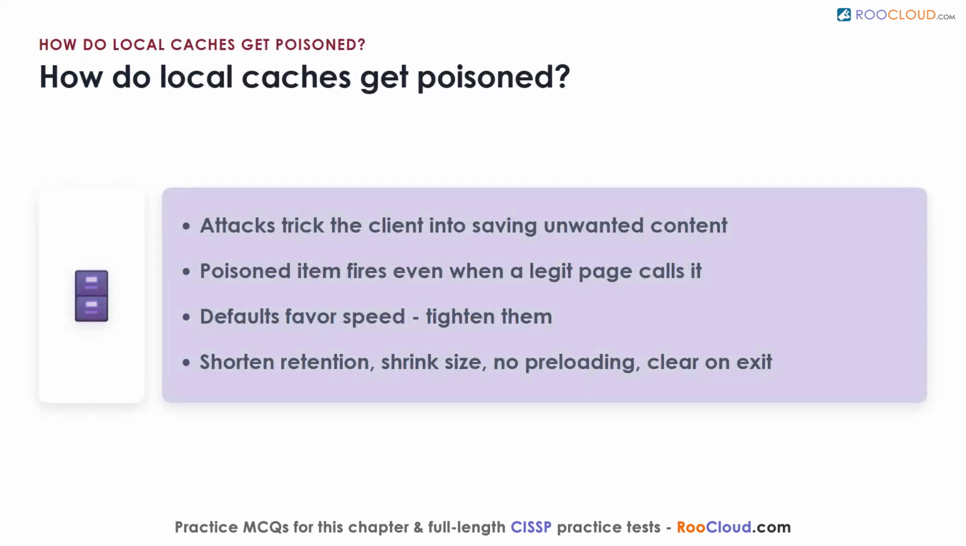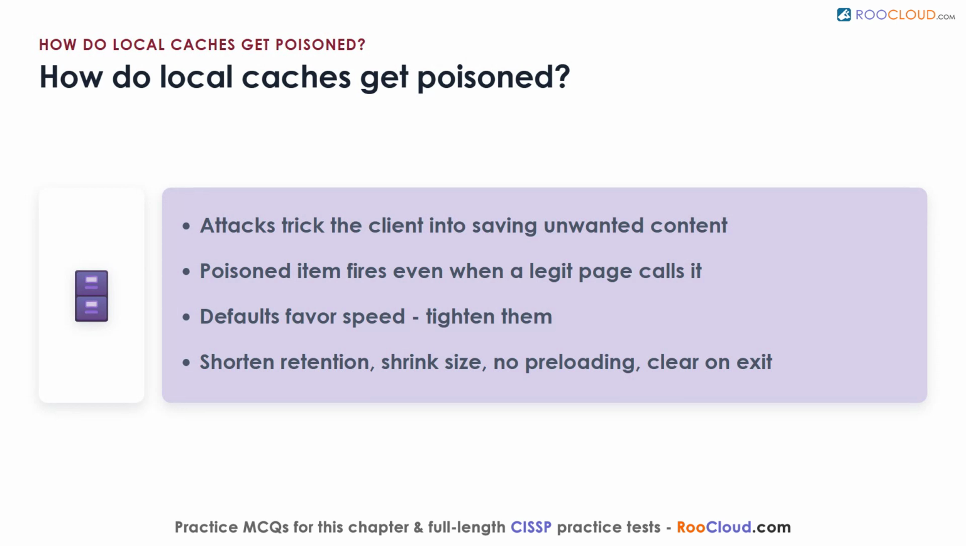How do local caches get poisoned? A browser stores downloaded files in a local cache for reuse, and that convenience is also an opening. Certain attacks can trick the client into saving content that was never part of the page you asked for, and once a cached item is poisoned, even a legitimate page that calls on it will trigger the malicious content. The browser is supposed to manage that cache, but its defaults favor speed over safety.